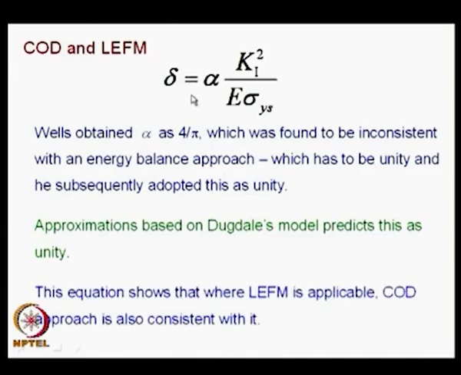So, you take delta equal to K1 squared by E into sigma ys, and what does this show? It is able to show within the confines of LEFM, COD and K1 are related. You have this is CTOD or COD, this is related to K1 as long as LEFM is applicable. So, they are not different parameters.